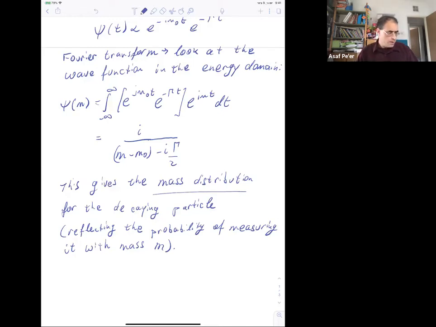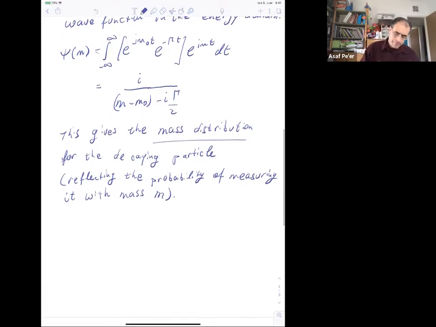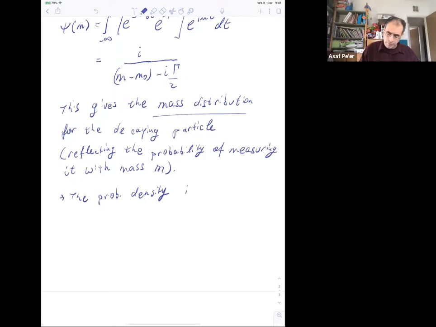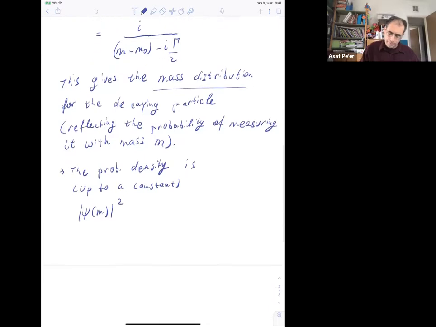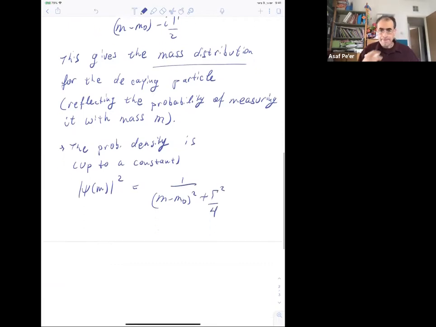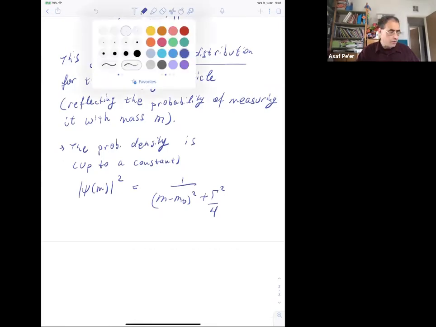So the probability density, up to a normalization constant, is just taking the norm of that. Up to a constant, psi of m squared is 1 over (m minus m0) squared plus gamma squared over 4. And this is what is known as the Breit-Wigner distribution.